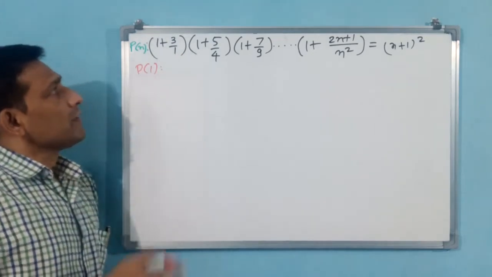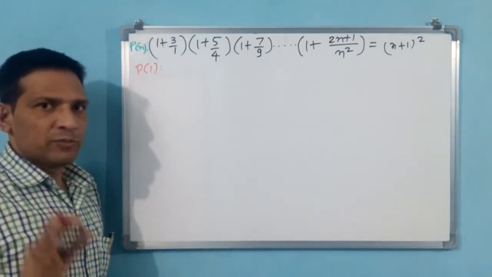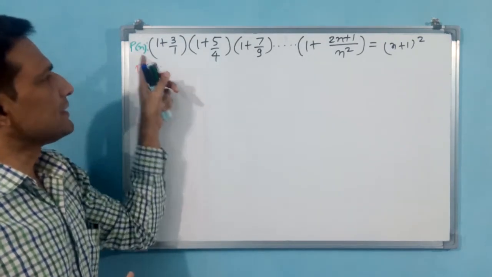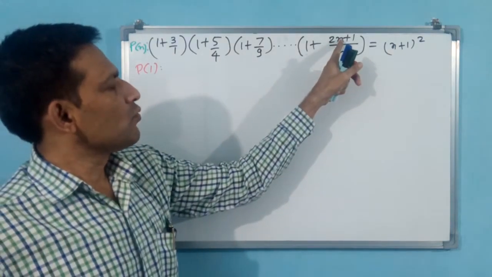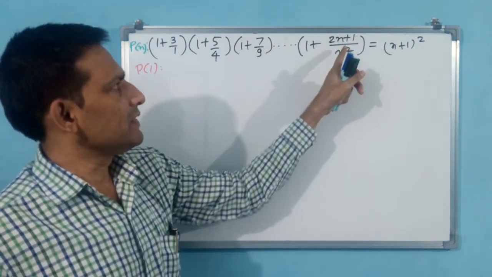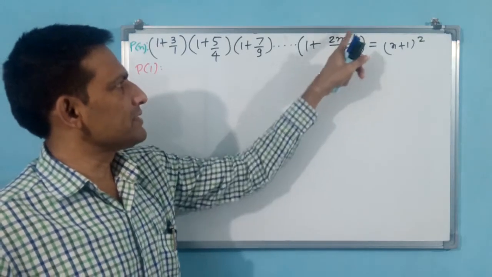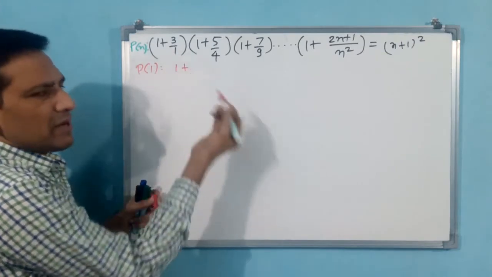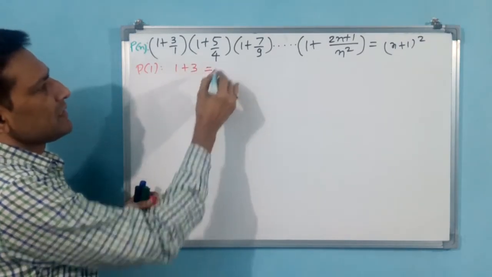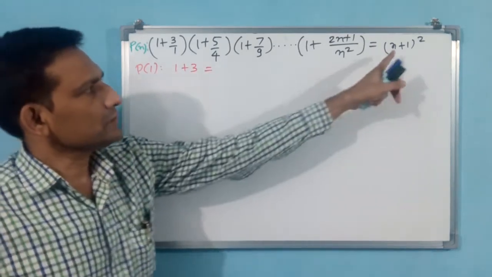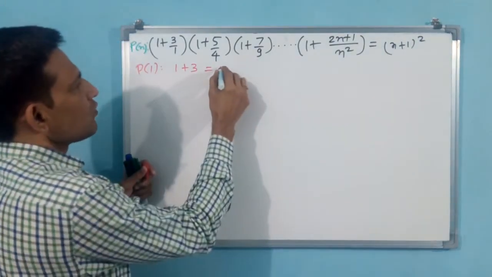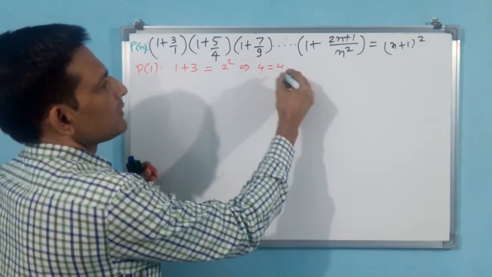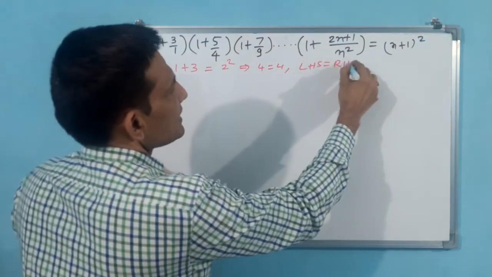You see, here directly you can take, or else if you have any doubt, this is Pn, and for P1 you substitute 1: 2 into 1 plus 1, 3 by 1 square, 3 by 1. So 1 plus 3 by 1, I am not writing 3, I am writing 1 plus 3. That is equal to 1 plus 1 whole square, 2 square, 4. 4 is equal to 4. LHS is equal to RHS.